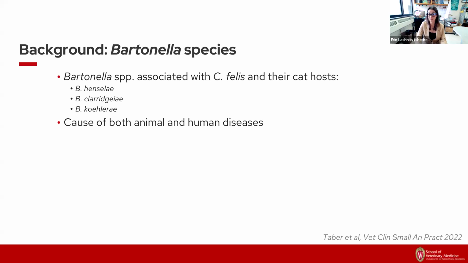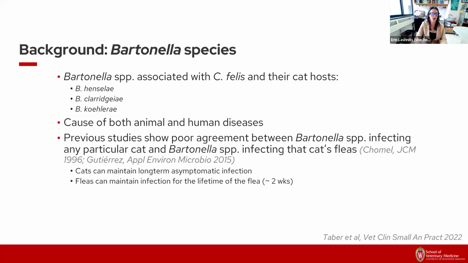We know that all of these Bartonella species, as well as many others, and there are probably over 40 at this point that have been named, can cause both human disease and disease in animals. And it's interesting because a few previous studies that have looked at the cat-hosted, flea-transmitted Bartonella, so these 3 Bartonella species, have actually showed poor agreement between the Bartonella species that infects the cat and the Bartonella that infects the cat's fleas. So two things we know. One is about the cats.